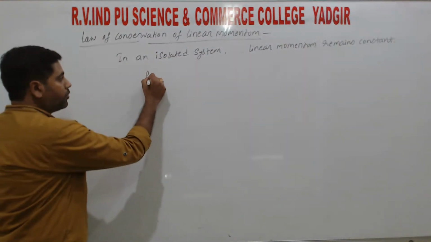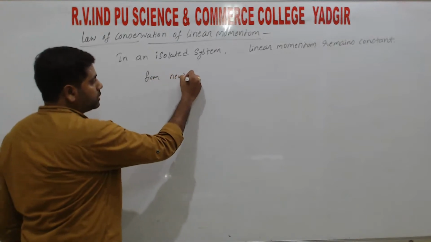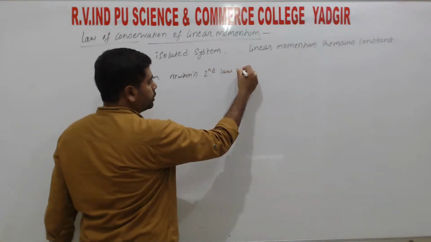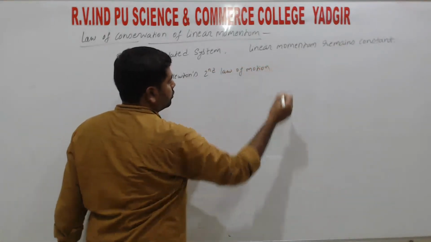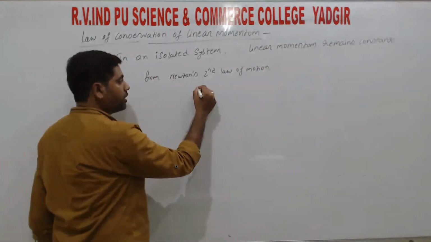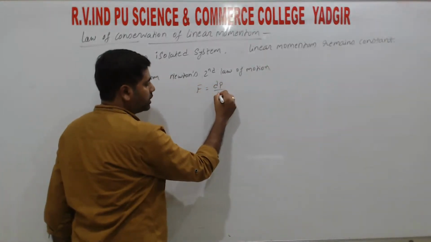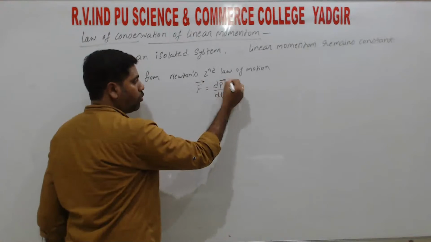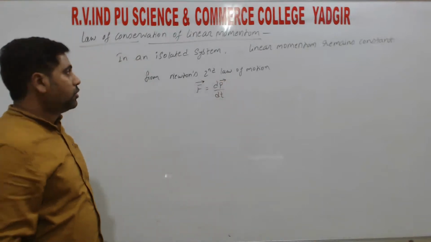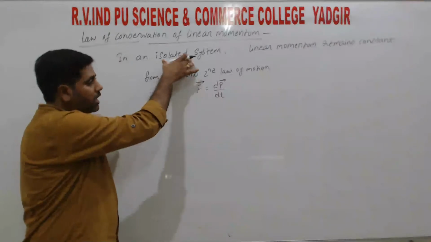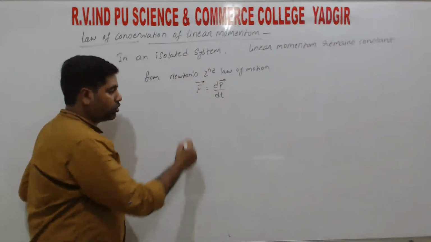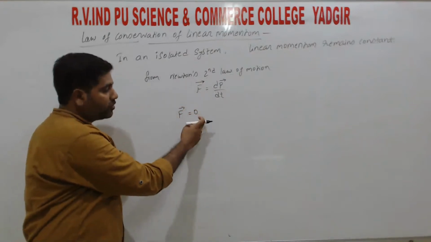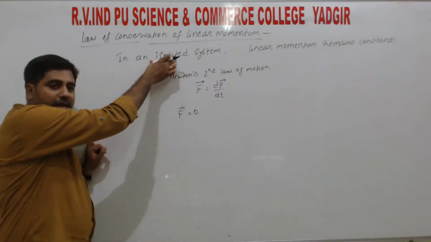So again, from Newton's second law of motion, force is equal to the change in momentum, that is dp divided by dt. As force is a vector and momentum is also a vector, right? So here in an isolated system, the net force acting on any object is zero. That means the force acting on the system is zero, so F is equal to zero. This is when it is an isolated system.